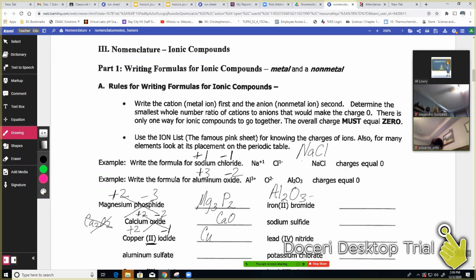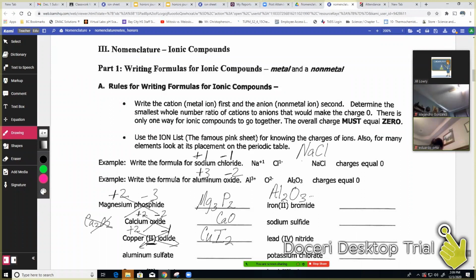So copper already is at 2. But iodide would need a subscript of what? 2. Once again, if you think that they switch, Cu would get the 1. We never write a 1. Iodine would get the 2, and we wrote that down.